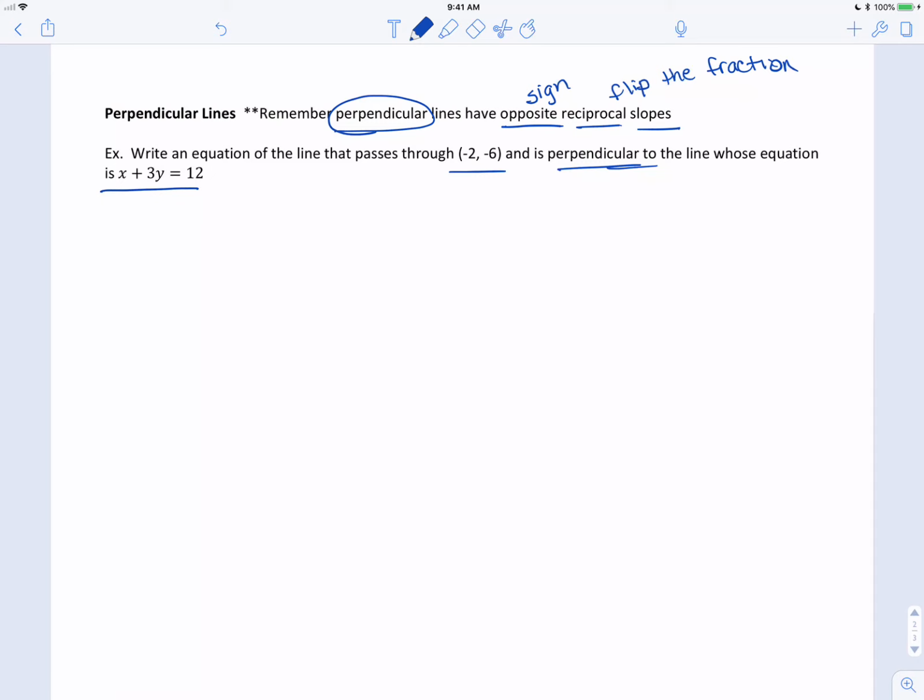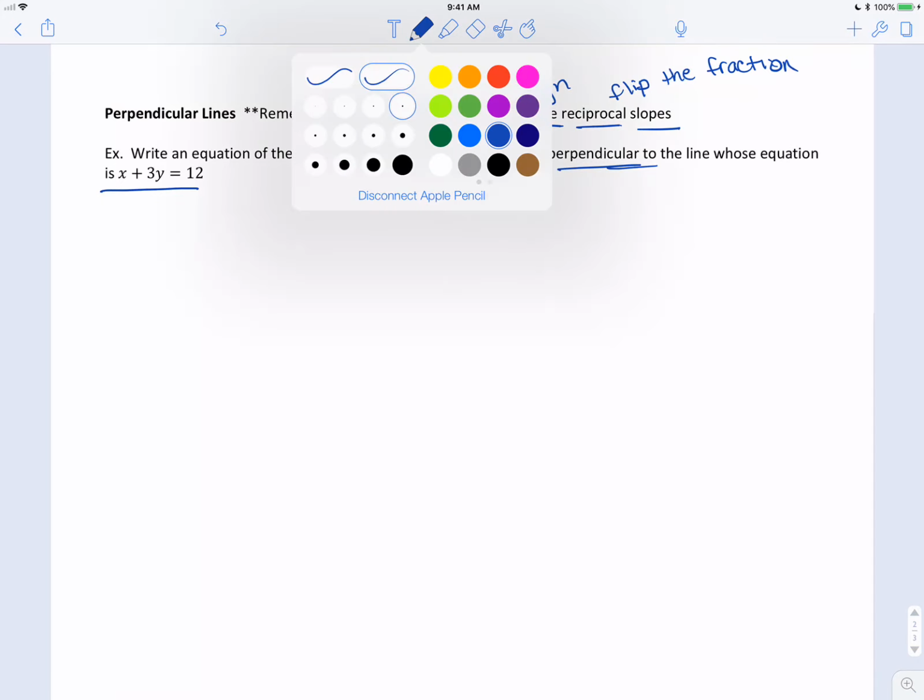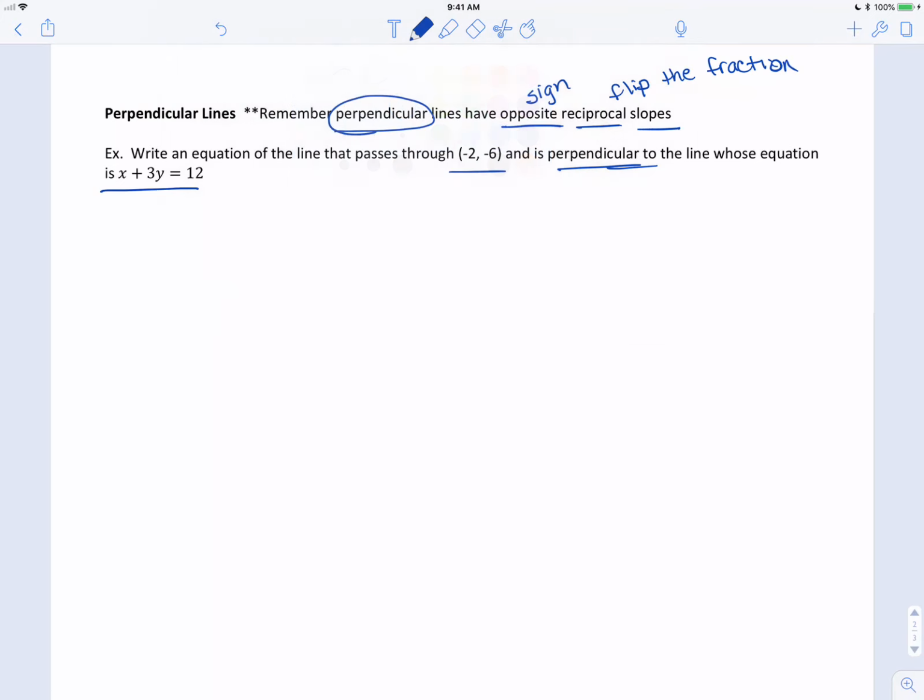Well, this equation, we need to know what is the slope of x plus 3y is equal to 12. Well, remember, that is standard form. So we have to put it in that y equals mx plus b to know what the slope is, because that's the only one that shows us what m is. So let's think about, let's see, we've got to solve this. So let's move our x over, and that gives us 3y is equal to -x plus 12.